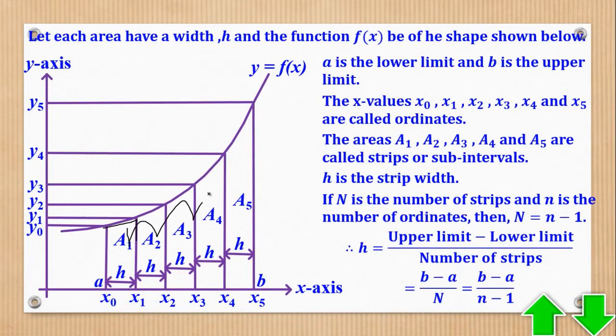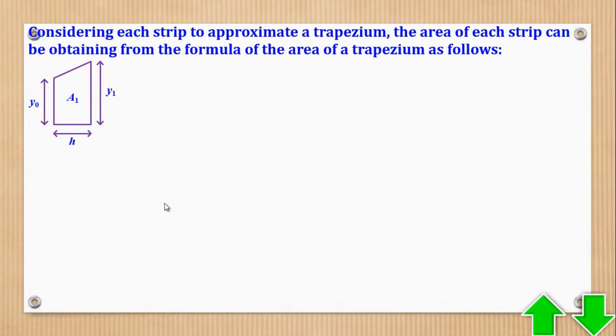This one, this one, this one, this one, this one approximate to a trapezium, where the width is h, and the sides a and b are: from here to here is y0, from here to here is y1, y2, y3, y4, and from here to here is y5. So when we know those sides, we can get the areas. So let's see how those areas can be got. What we are trying to do is derive the formula that will be used frequently in the questions given. So let's start with area A1.